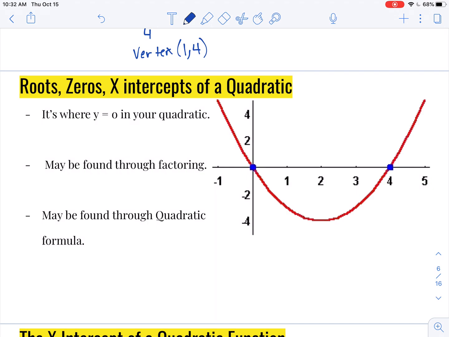For quadratics, you can find this through factoring. I would say most quadratics in your textbook can be solved through factoring.